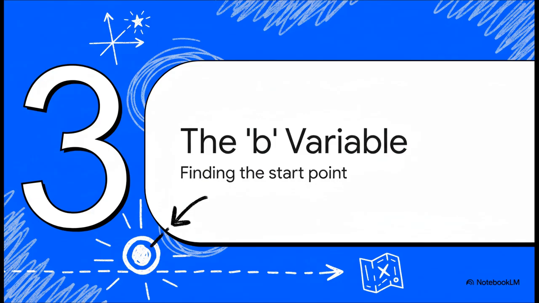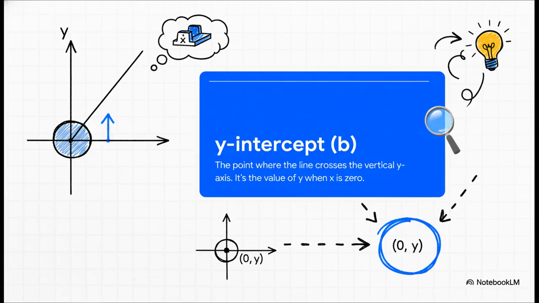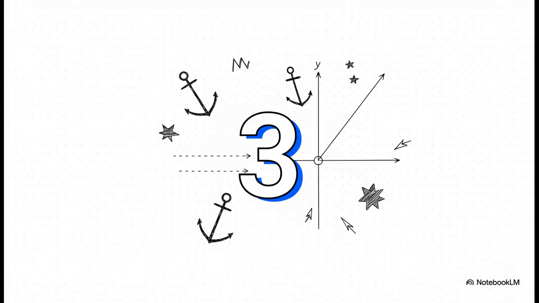So now it's time to find that second piece of the puzzle, the b variable. This one is all about finding the line's starting point. Now, the y-intercept, or b, is honestly the easiest part of this whole code to find. No joke. It's simply the spot where the line crosses that main vertical line, the y-axis. It's your official starting point, where x is equal to 0. Just take a look at this. See where the line hits that vertical y-axis? Bam! It's right there at the number 3. That's it. That is your b. In this case, b is just 3. It's the anchor for the entire line.